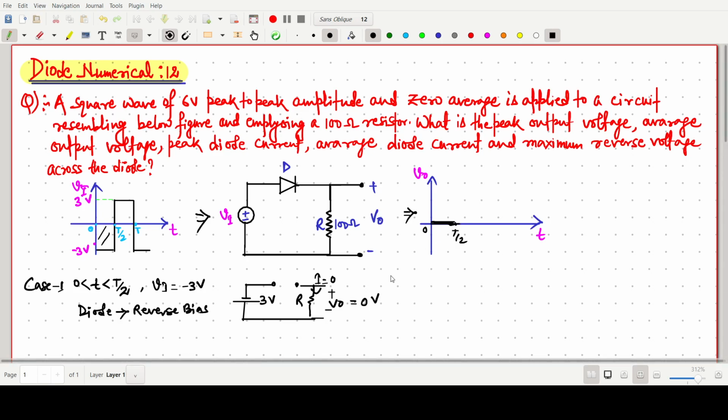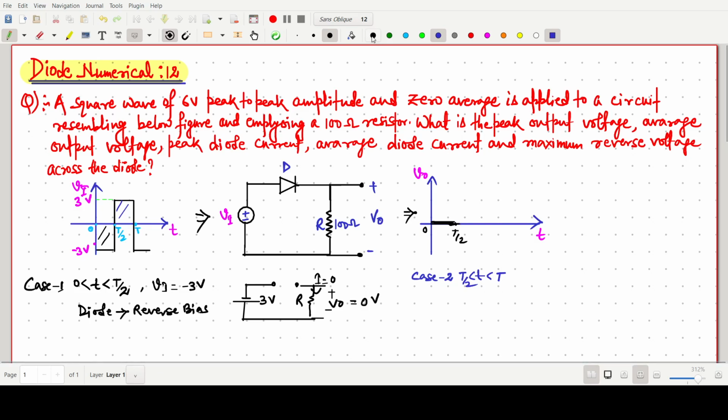Now for the next half, case 2, in the interval T by 2 to T. In this interval the diode becomes forward biased and the voltage is 3 volt. So the equivalent circuit we can make like this. Simply we have to give 3 volt. The diode will be forward biased, so I have just short circuited it.